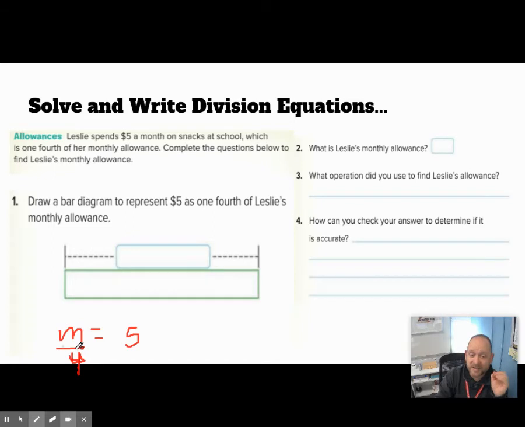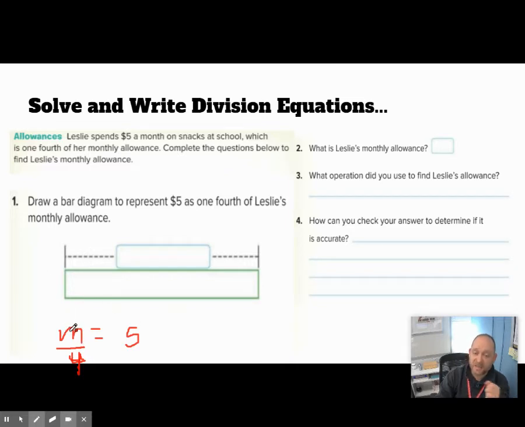Now, in order to get M by itself, like we've been doing, or balancing our equation, we have to use what we call the equality property of multiplication, which says that if I have a variable and I need to get it by itself because it's being divided, I can multiply both sides of an equation, and it doesn't change the fact that both sides are still equal to each other. And that's all we need to worry about with an equation. As long as both sides are equal, we can do anything we want to either side.